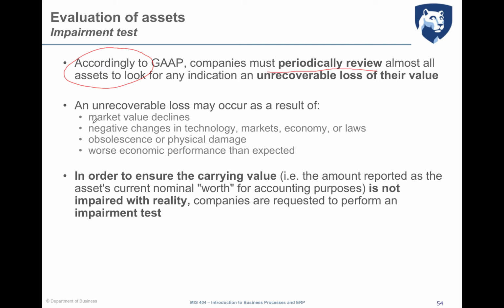For example, if the market value declines, if there are negative changes in technology, if there is obsolescence, or if worse economic performance is experienced, and so on. And to do that, companies need to perform what we call an impairment test.